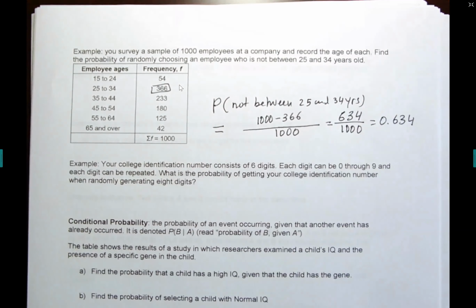Okay, here is another question. What's the probability of selecting someone who is between 55 and 64 years? Who is between 55 and 64? You guys agree it should be 125 divided by 1,000. Okay.